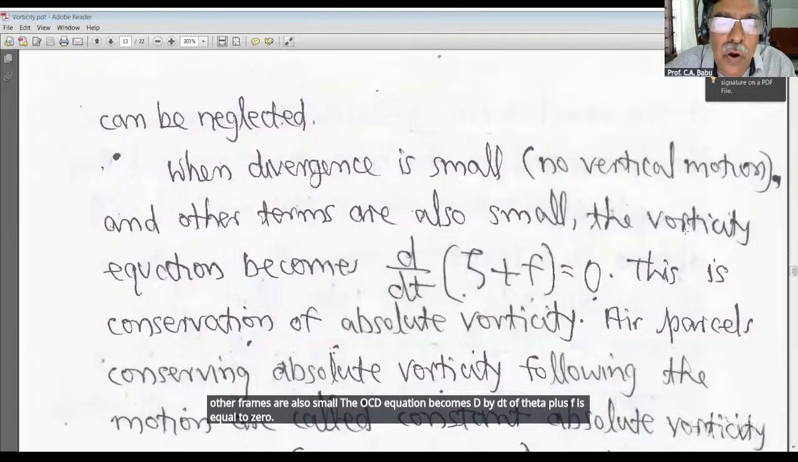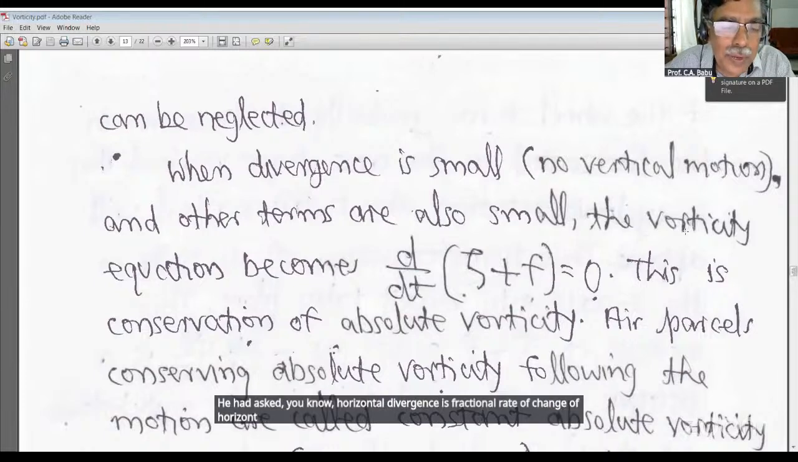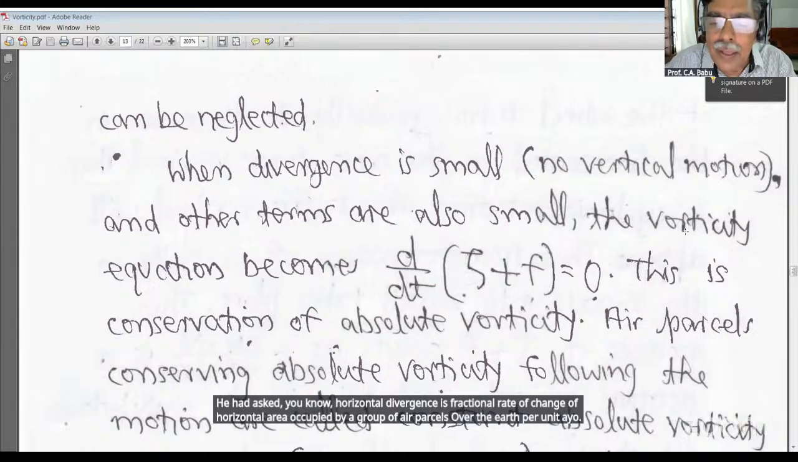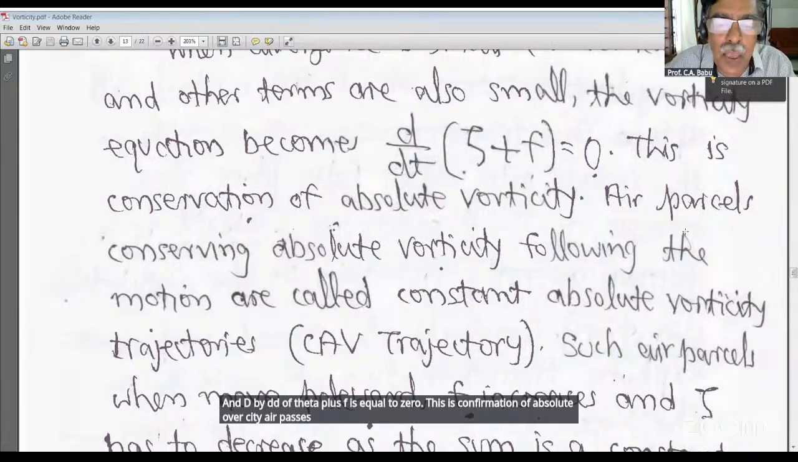Here, as you know, horizontal divergence is the fractional rate of change of horizontal area occupied by a group of air parcels over their surface per unit time. And d by dt of (theta plus f) is equal to 0. This is conservation of absolute vorticity. Air parcels conserving absolute vorticity following the motion are called constant absolute vorticity trajectories or CAV trajectories.